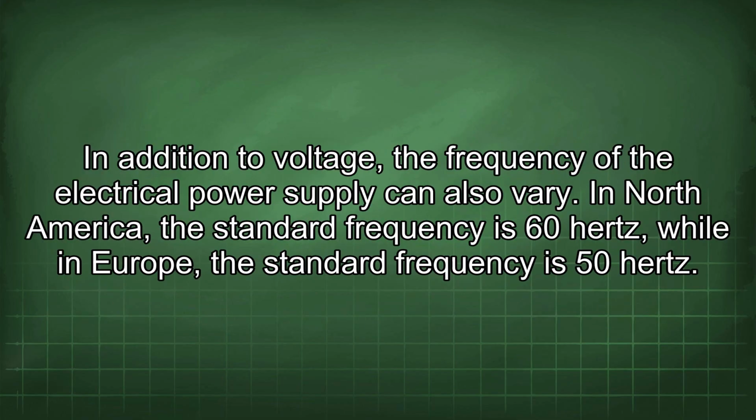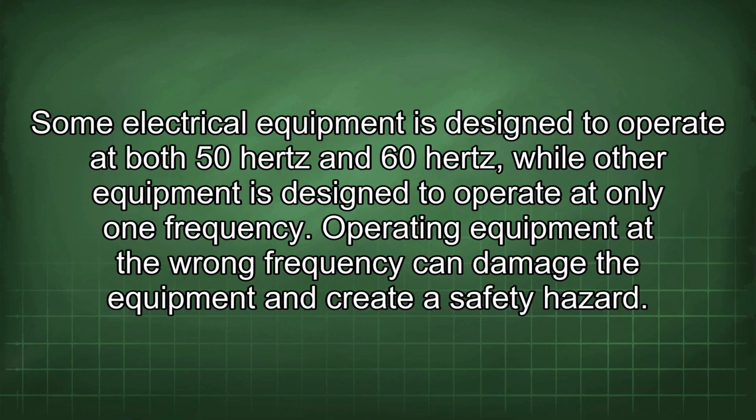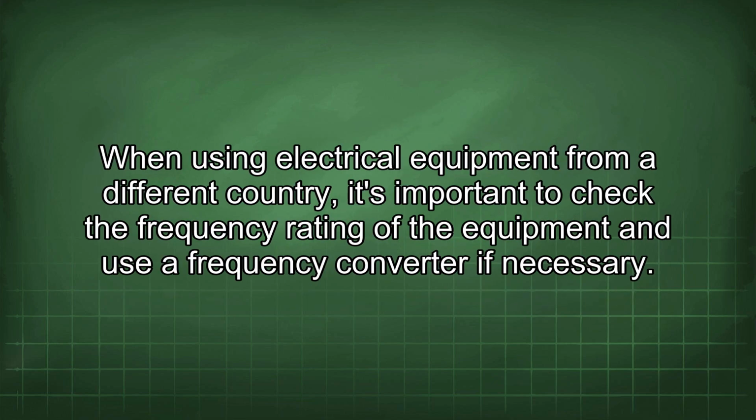In addition to voltage, the frequency of the electrical power supply can also vary. In North America, the standard frequency is 60 Hz, while in Europe, the standard frequency is 50 Hz. Some electrical equipment is designed to operate at both 50 Hz and 60 Hz, while other equipment is designed to operate at only one frequency. Operating equipment at the wrong frequency can damage the equipment and create a safety hazard. When using electrical equipment from a different country, it's important to check the frequency rating of the equipment and use a frequency converter if necessary.